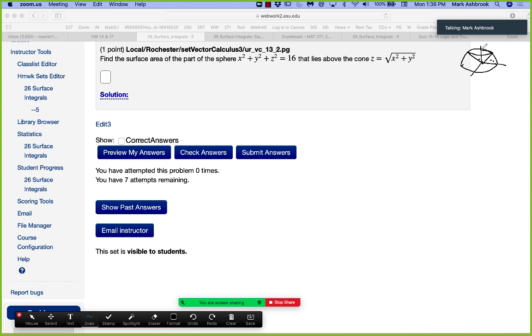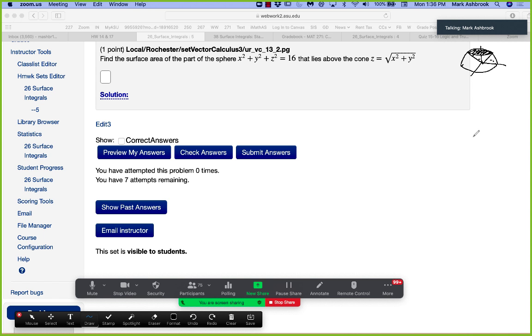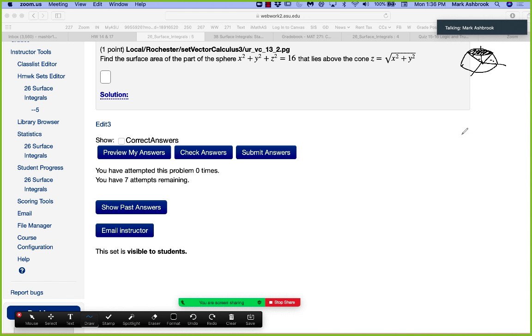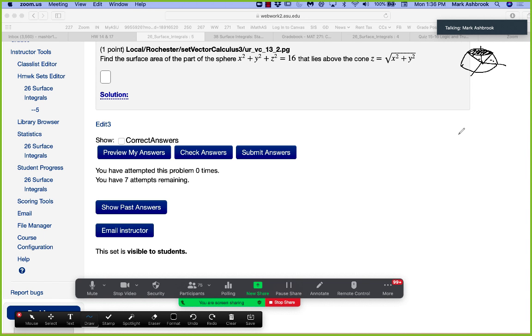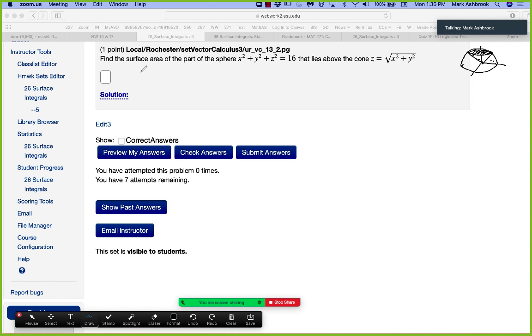Yep. Okay. So the part of the sphere that lies above the cone is this cap here. And it wants us to find the surface area of that cap using a surface integral. Okay, so here we go. So first we gotta parameterize the surface. So we know our surface area will be the double integral of the magnitude of r_u cross r_v du dv, and then we'll have to get our bounds in terms of u and v. So we're going to parameterize the sphere.